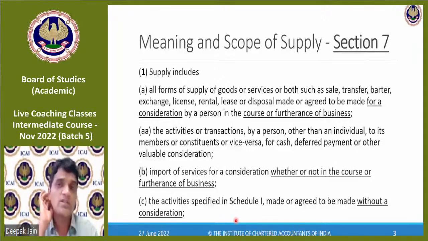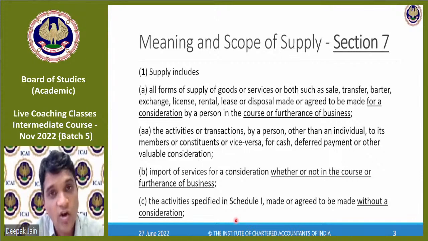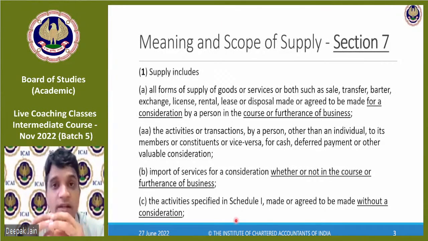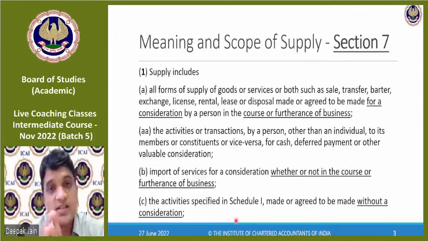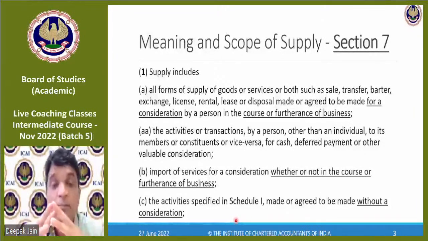Now, what is the definition of supply? Supply is given under definitions. Generally we have seen that Section 2 is where the definitions are mentioned. But supply is a complete charge in itself. That's the reason the definition of supply is given in a separate section and not as part of Section 2. It is not a small section; it is a complete law, a complete code in itself.